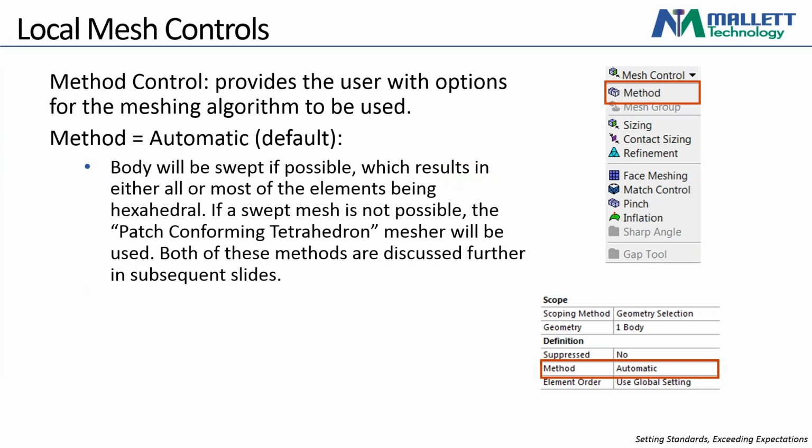So this is just going to walk through methods. The methods can be applied just to multiple bodies. If you just start off and then insert a method, it's going to apply as automatic. And essentially what that's going to do is look to see if a body can be swept, and I'll talk about what sweeping is. If it cannot be swept, then it's going to mesh the body with TETs, specifically patch conforming TETs, and I'll talk about the difference between patch conforming and patch independent. Generally, ANSYS uses automatic by default. Really, the reason you'd use an automatic method is if you're going to change the element order for a specific body. Other than that, you're going to be using a different method.